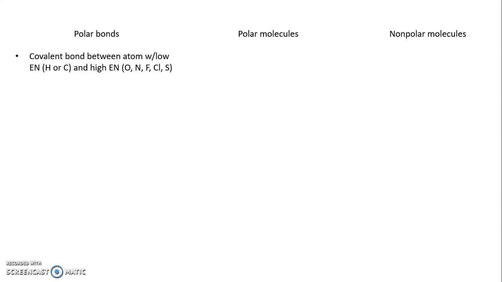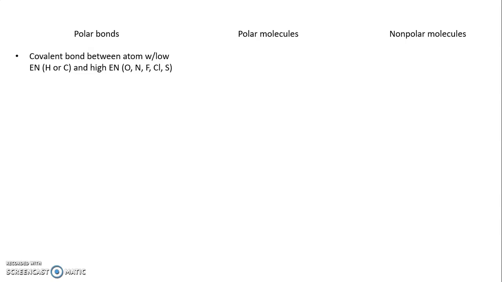A polar covalent bond is a covalent bond between an atom with a low electronegativity, typically hydrogen or carbon, and one with a high electronegativity, typically oxygen, nitrogen, fluorine, chlorine, and sulfur. There's a quantitative definition for a polar covalent bond: it's when the electronegativity difference on the Pauling scale is 0.4 units or greater.